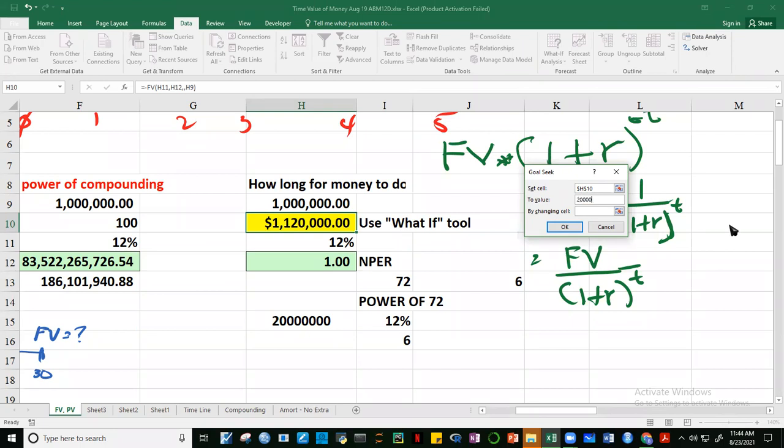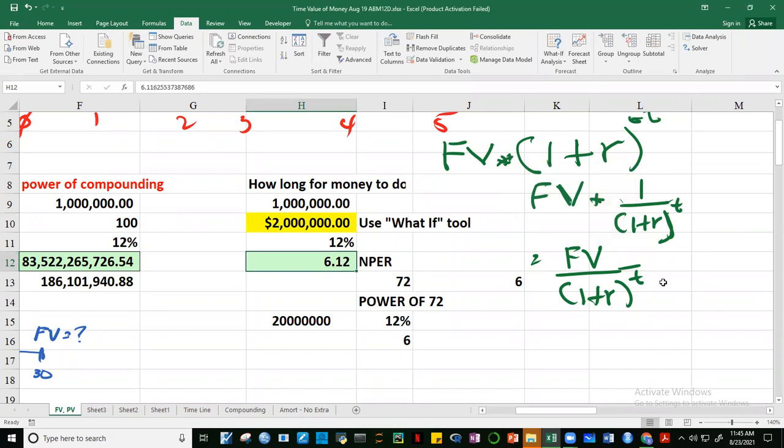2 million. By changing what cell? Ito. Ito yung babaguhin niya. So hahanapin niya yung number of years para maging 2 million yung pera natin. Double yan ng 1 million. Okay? So we get here, okay, it's 6.12 years.